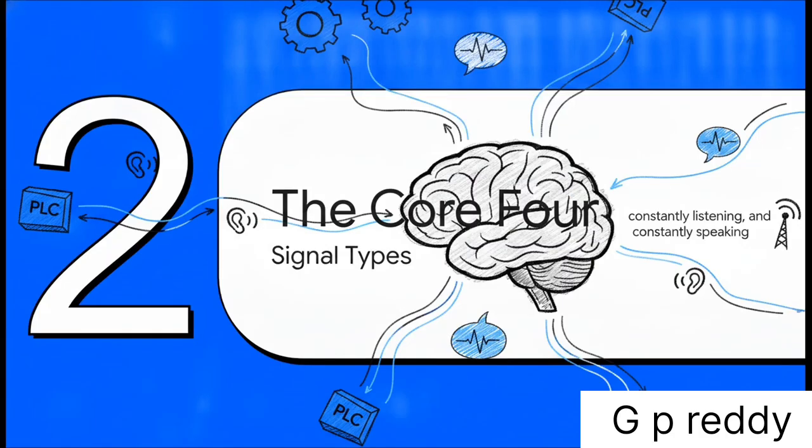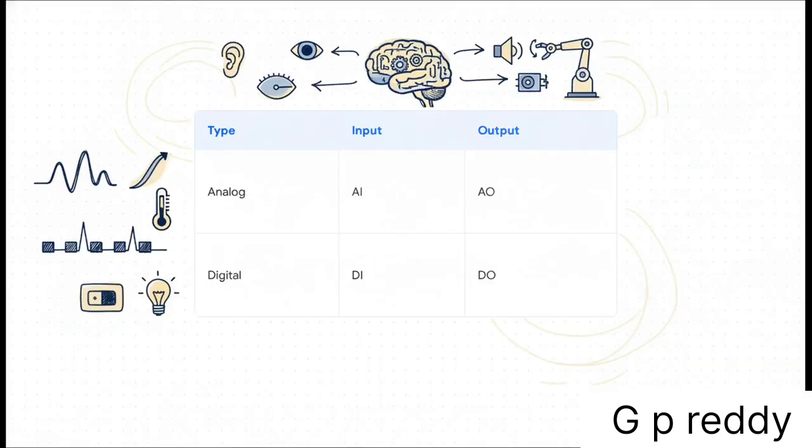All right, moving on to Section 2, the Core 4 signals. To build our vocabulary, we really have to think of the central controller, which we usually call a PLC, or programmable logic controller, as the brain of the whole operation. It's constantly listening, and it's constantly speaking. Inputs are what the machine hears or feels from the outside world. Outputs, those are the commands the brain shouts back out to make things happen.